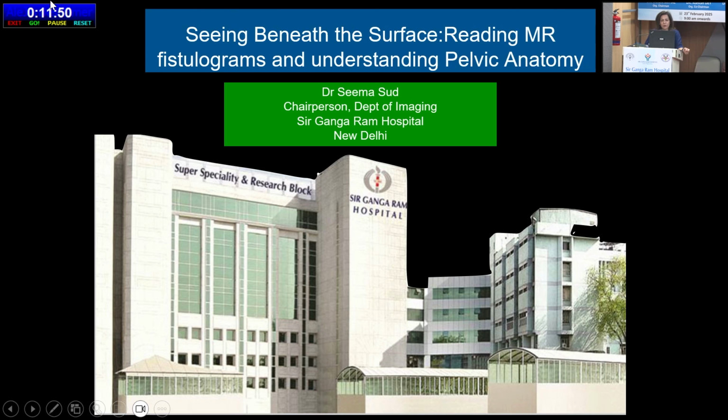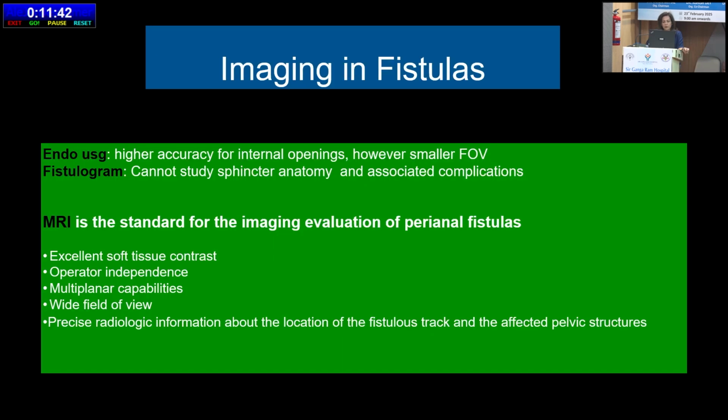I'm going to be talking about MR and how it helps us in seeing the anatomy and how we delineate the fistulas. Initially, there were a lot of imaging modalities available, endoscopic ultrasound and fistulograms, which were done to evaluate fistulas earlier, but they all had their limitations. Endoscopic ultrasound was excellent to show you the internal opening, but the field of view was very small. So the information we got was very limited.